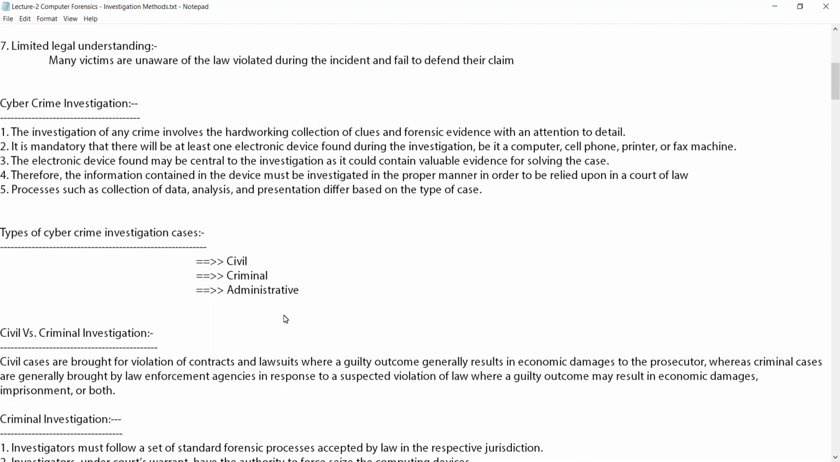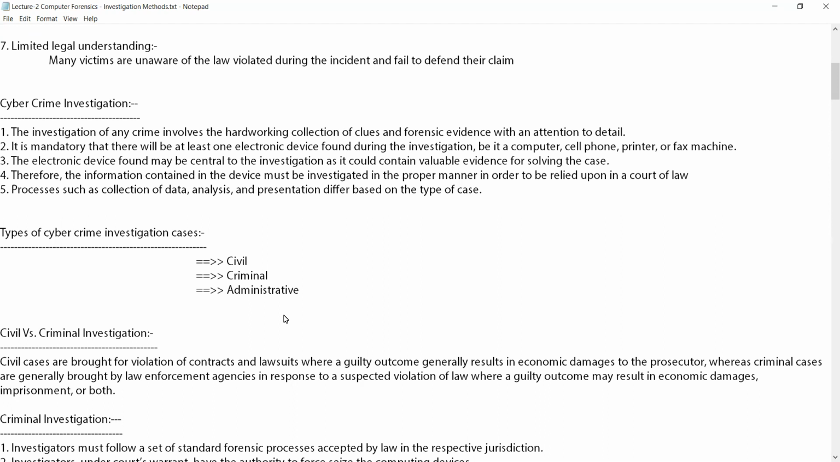The next step is that the process, such as collection of data, analysis, and presentation, differs based on the type of case. According to the case, the investigation depends on the case. Sometimes the case is different, so the data collection process will change, the analysis procedure will change, and the presentation and documentation stored in the detailed file will change. These are the problems and steps you face when working in cybercrime investigation.